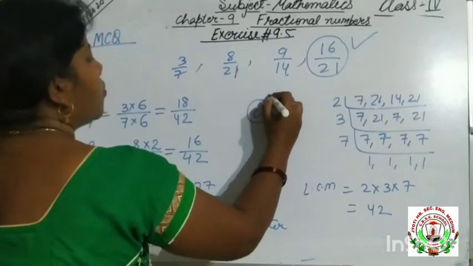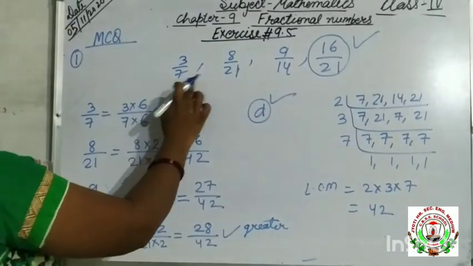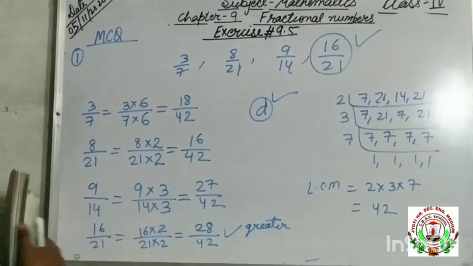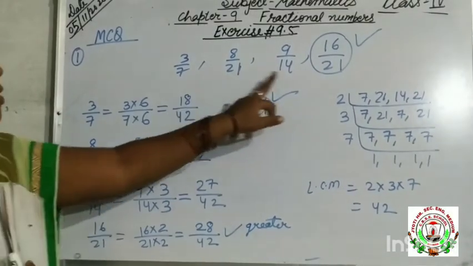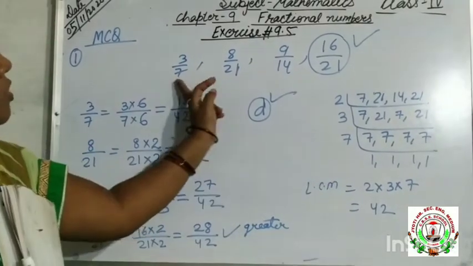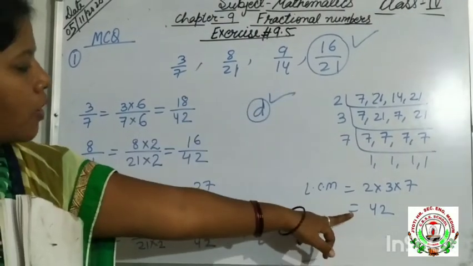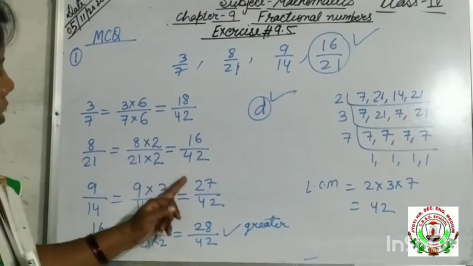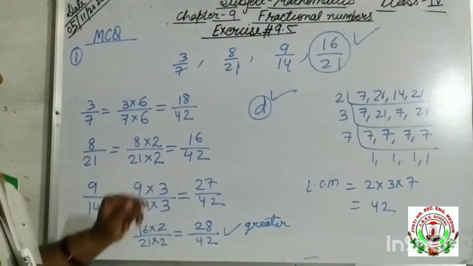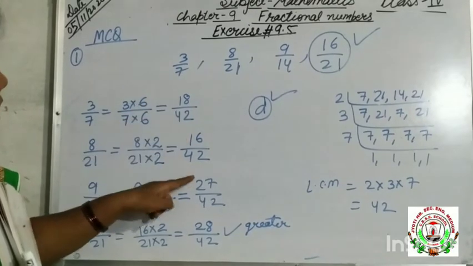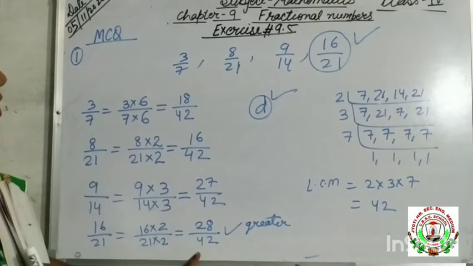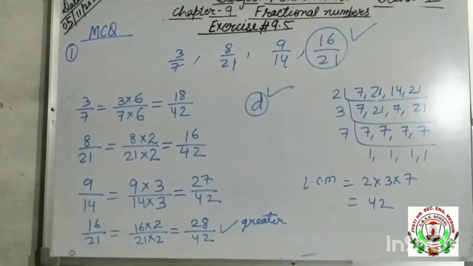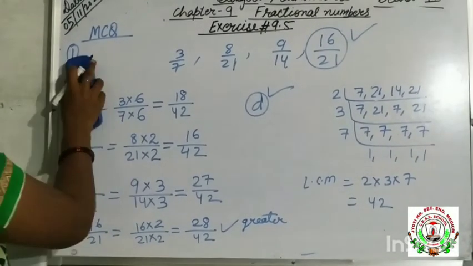So you will put a tick mark in D. It was A, B, C and D. So the correct answer is D. So how do we do this? First we find the LCM of all the numbers in the denominators. We get 42. First we make them like fractions, all denominators being 42. Then we compare the numerators in all the numbers. Whichever is greater, that fraction will be greater. Understood? So we have completed MCQ question number 1. Now next is 2.